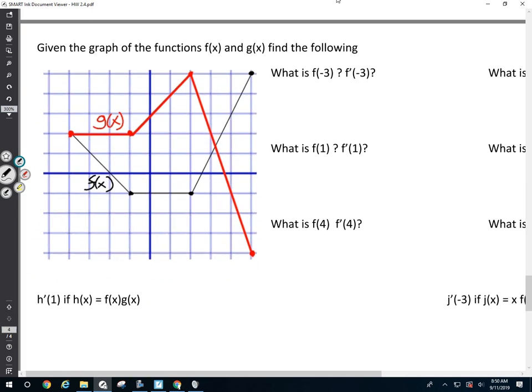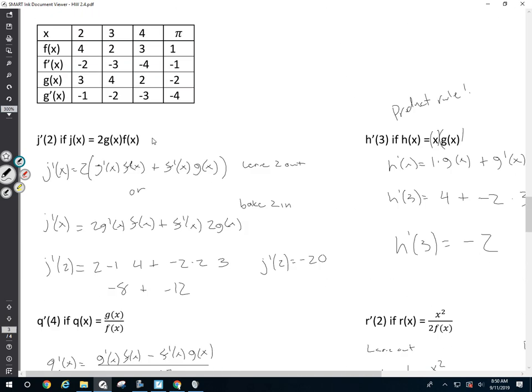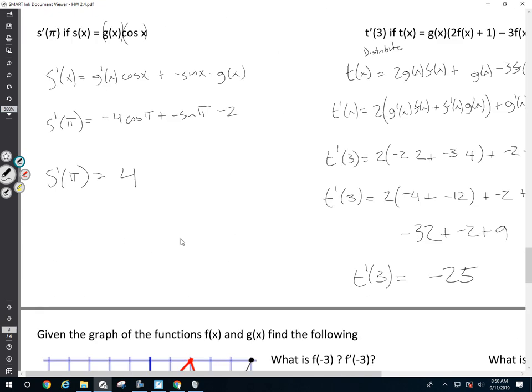Okay, moving on, now I'm giving you graphs. I have the graph of G here in red and the graph of F here in black. And I want to find the following values, because if I find the following values, I'm going to be able to answer these questions, because we're going to get our information like we have in our table. The information is going to come from the graphs.